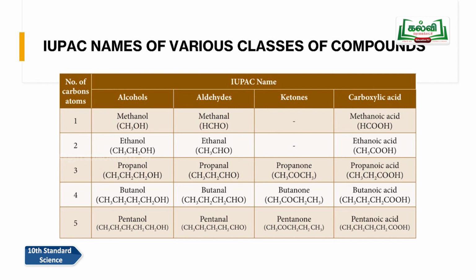Similarly, the next one contains 2 carbon atoms. It is ethanoic acid. And when you have 3 carbon atoms, we call it propanoic acid. 4 means you say butanoic acid. And when there are 5 carbon atoms, we say it is pentanoic acid. So this is how you give IUPAC names for the various classes of compounds. I hope now you are able to understand how to give IUPAC names for the organic compounds. If you understand it, it is very easy and you can name any organic compound which is given to you.